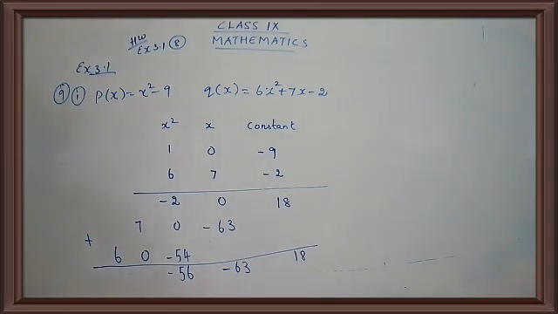Now let's see the first here. 7 plus 0 is 7 and this is 6 alone. So what is the answer you get here? You get the answer as 6. You get the answer 7. You get the answer minus 56. You get the answer minus 63. You get the answer 18.